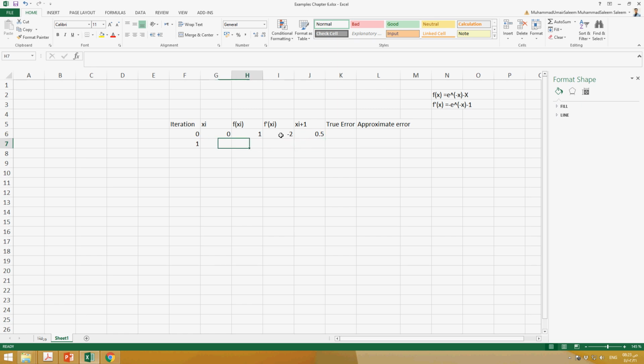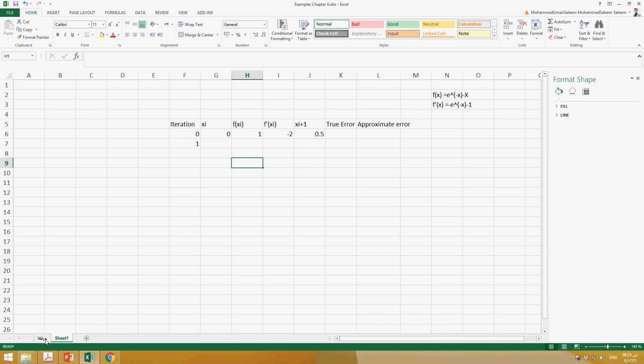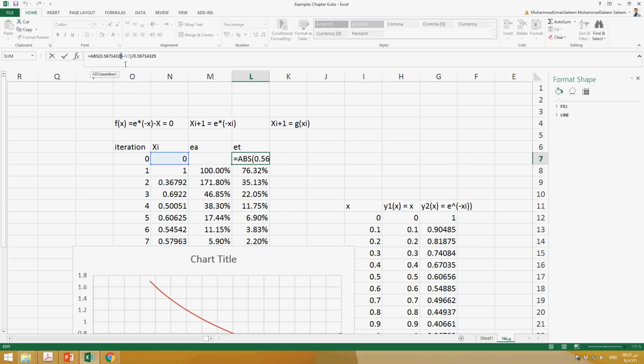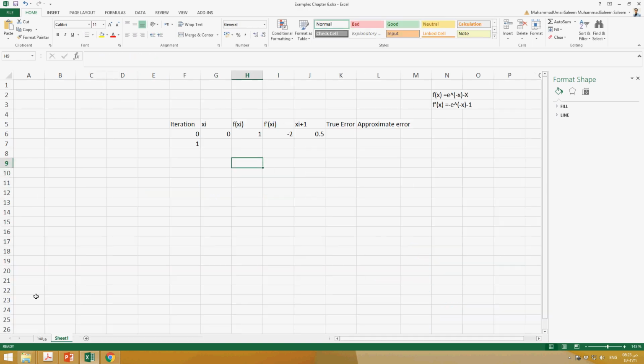You can also apply, for example, the equation for true error, because now you have the true value. The true value was in our previous sheet, we have used it. It is here. For example, the true value of the root, we have it here. So let's compute the true error. This is equal to ABS of true value minus this value divided by true value, converted into the percentage.